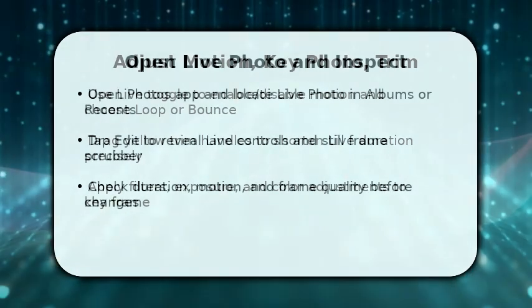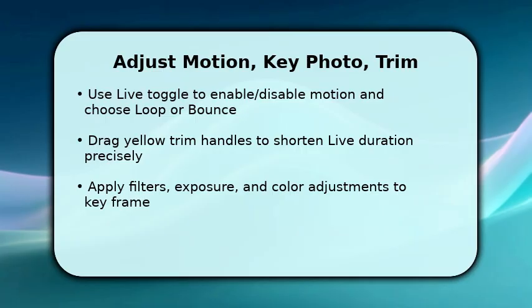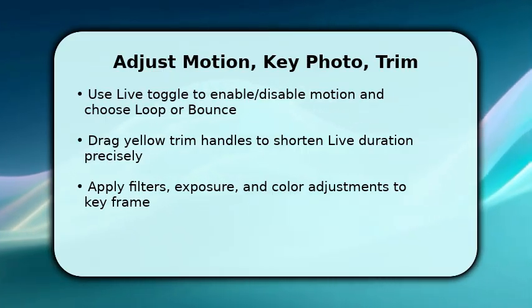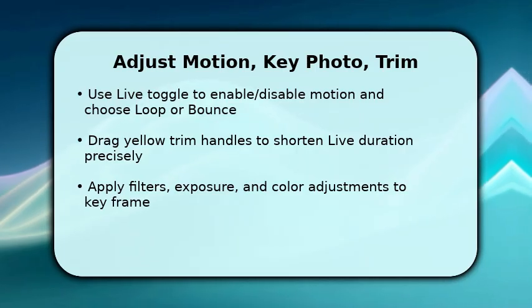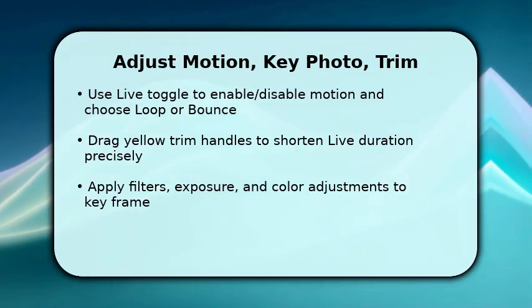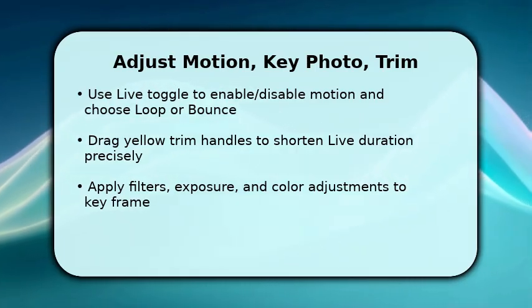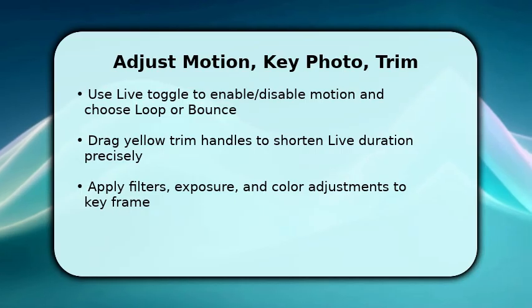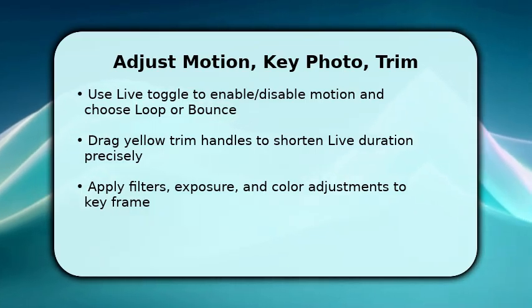Toggle live on or off depending on whether you want movement, and experiment with loop or bounce for playback style. Drag the yellow trim handles at the bottom to shorten the live segment. Shorter motion looks cleaner and reduces blur. You should also reselect the key photo if trimming changed the best frame.